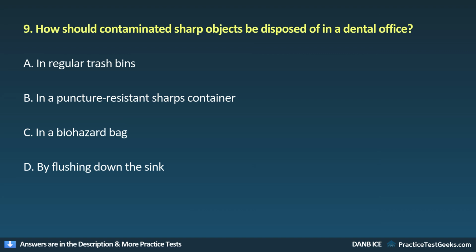9. How should contaminated sharp objects be disposed of in a dental office? A. In regular trash bins. B. In a puncture-resistant sharps container. C. In a biohazard bag. D. By flushing down the sink.